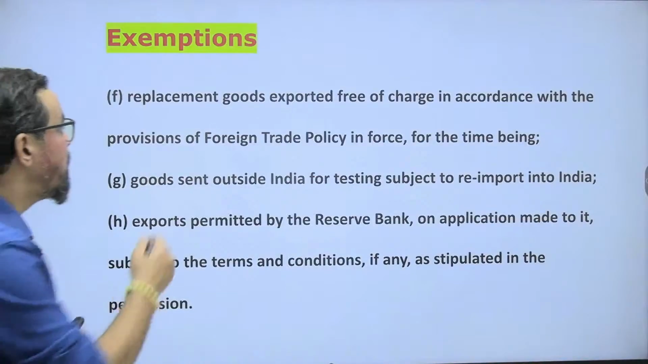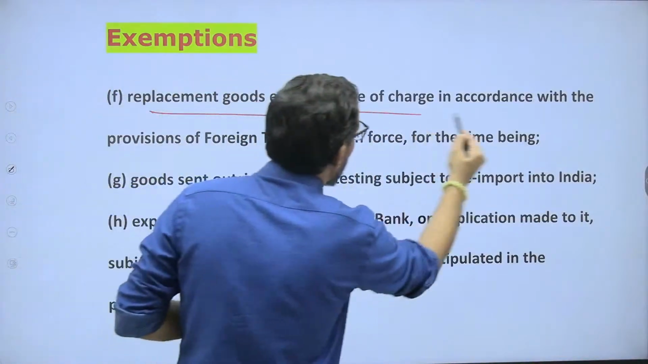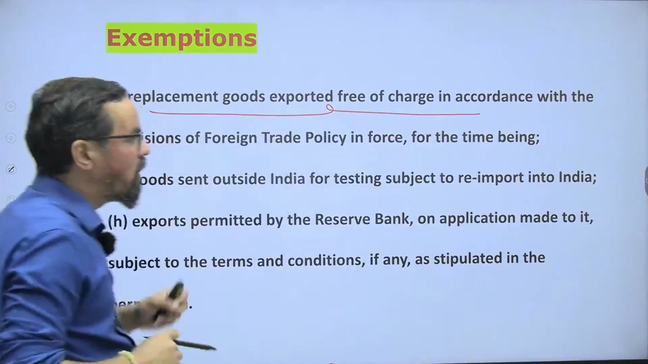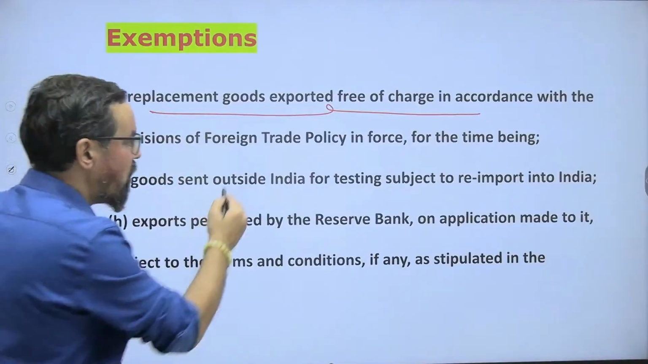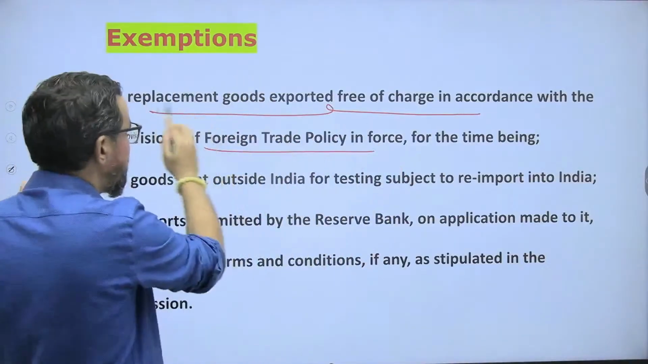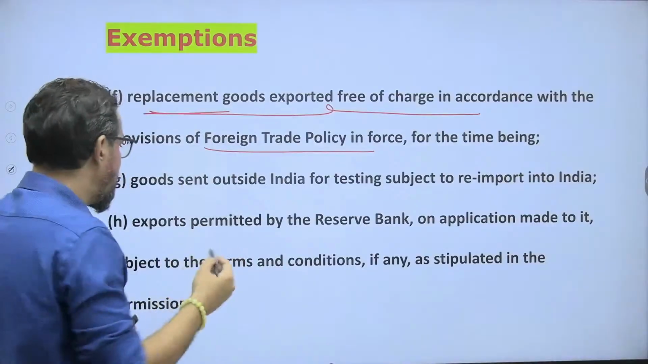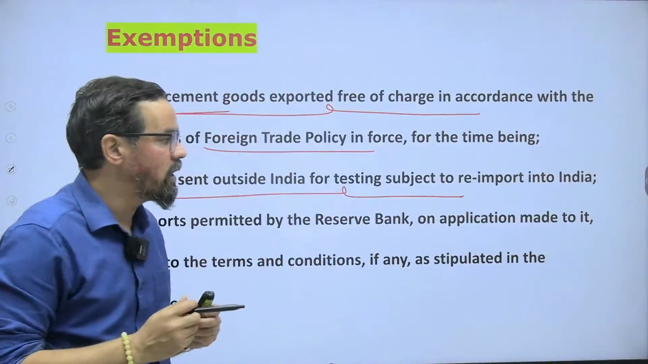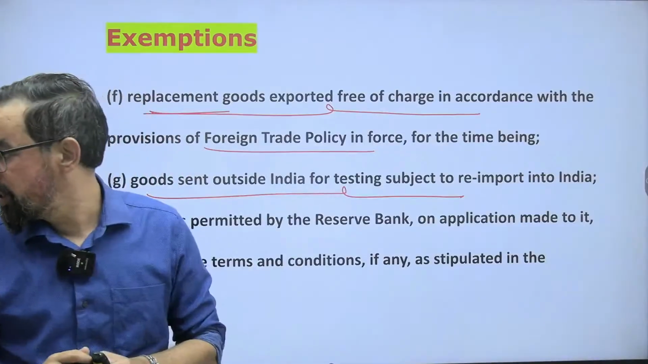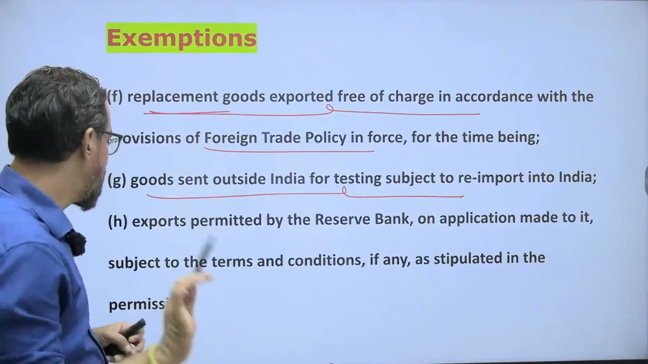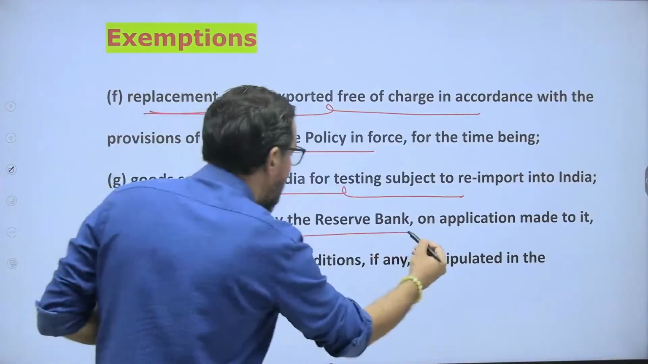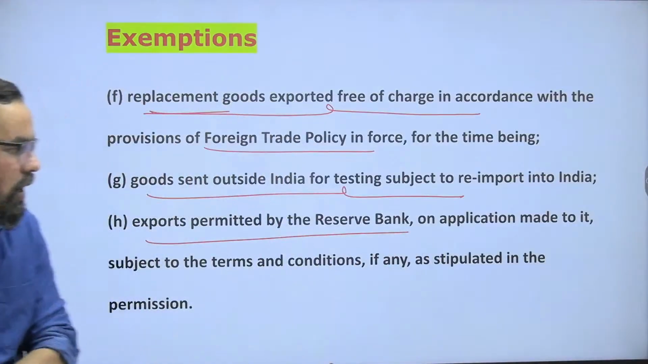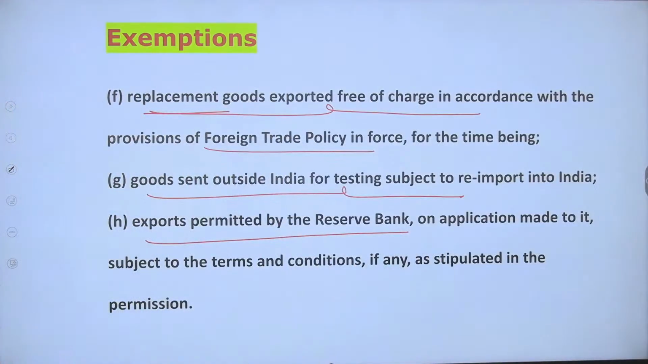Okay. Replacement goods exported free of charge in accordance with the provisions of the foreign trade policy. Replacement, okay, as I gave an example of this marker. Goods sent outside India for testing that are subject to re-import into India. Export permitted by Reserve Bank of India on application made, subject to terms and conditions and all. So that is generally part of this particular one. Okay.